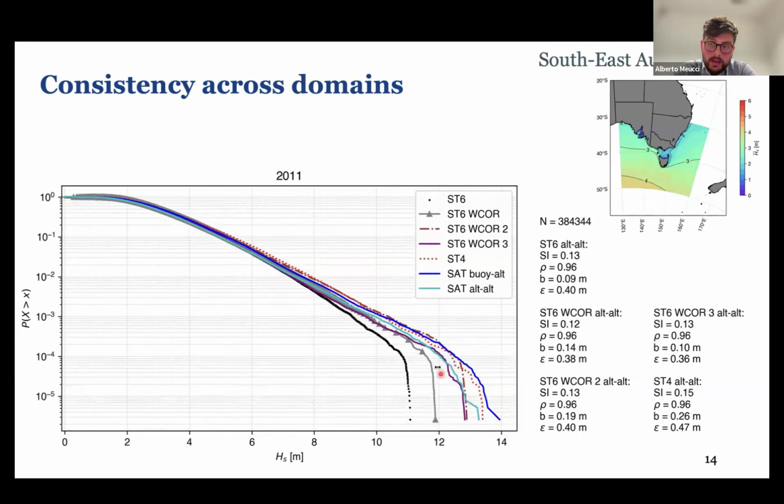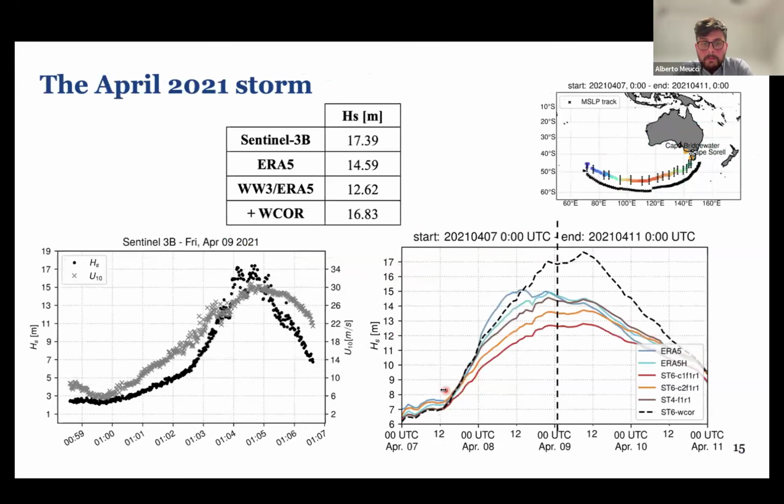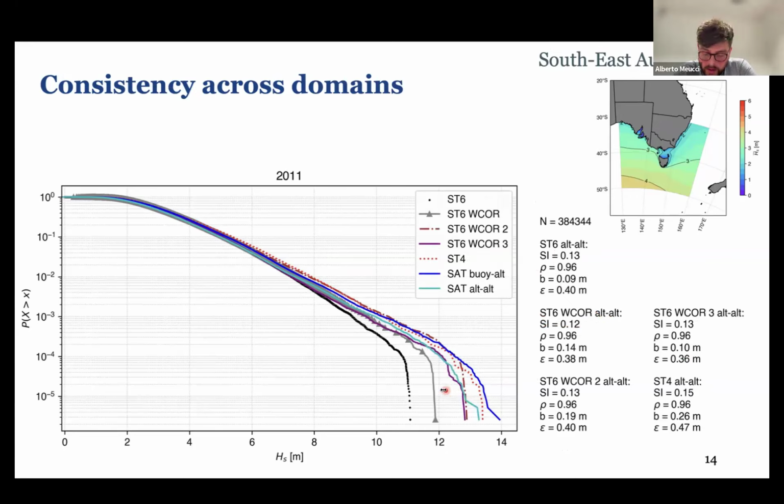And again, this one just shows that as we further zoom in on the area of Melbourne, we kept on having the same behavior. So we said, okay, let's choose this calibration for the wave hindcast that we run for 40 years for the Australian Climate Service.